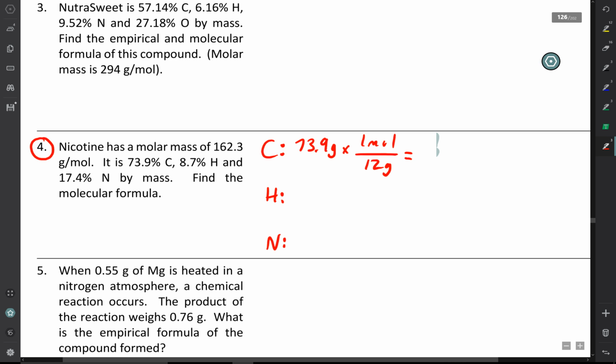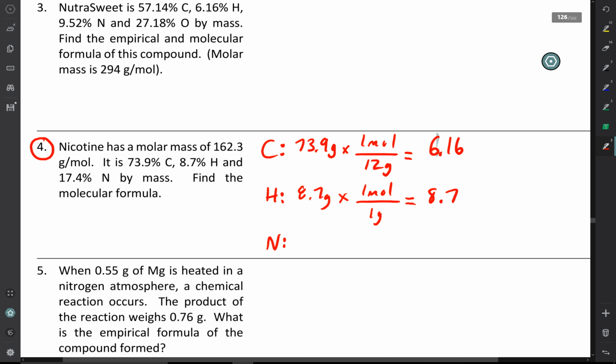Not bad. I get about 6.16. I'll do the same thing for hydrogen. I know that it's 8.7 grams by mass. I know that if I have 1 mole of hydrogen atoms, they have a mass of about 1 gram. Pretty easy math here, 8.7.